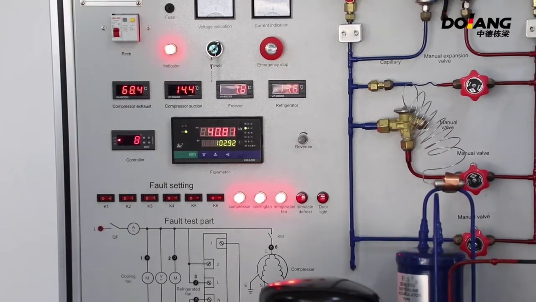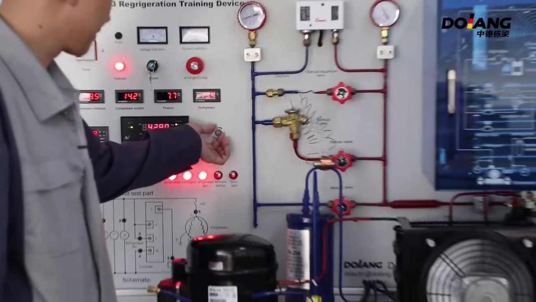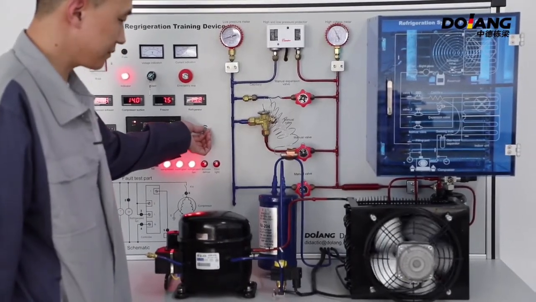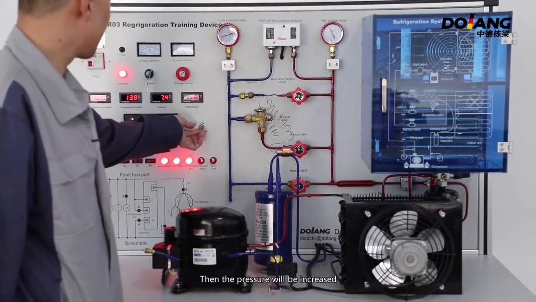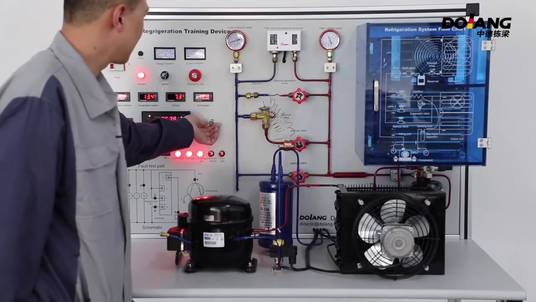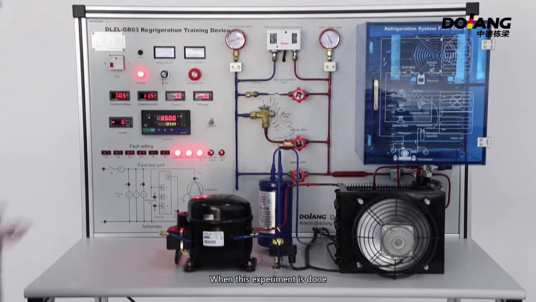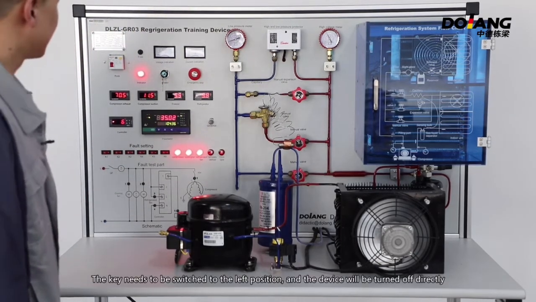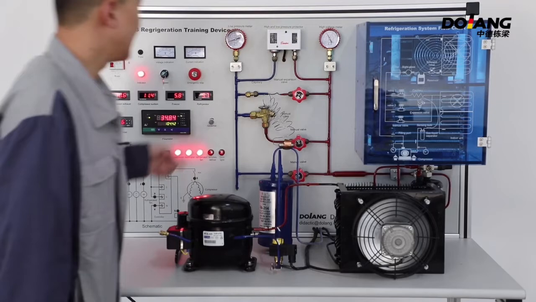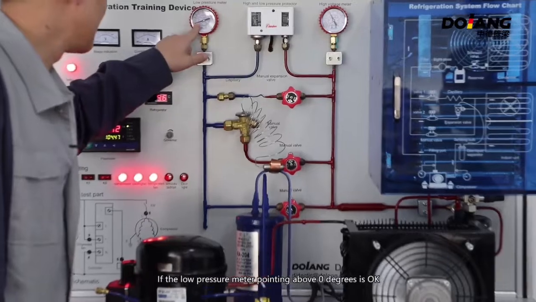This is to adjust the fan speed. We can see that the fan is rotating slowly now. It can also be judged by hearing. Slowly the fan will stop, then the pressure will increase and the temperature will also increase automatically. Please don't try to do this operation for a long time. When this experiment is done, the key needs to be switched to the left position and the device will be turned off directly.